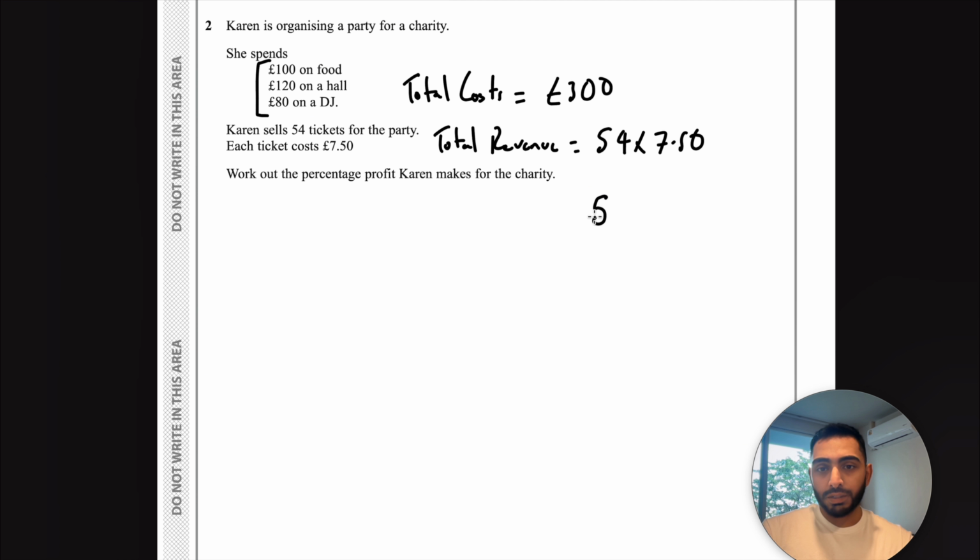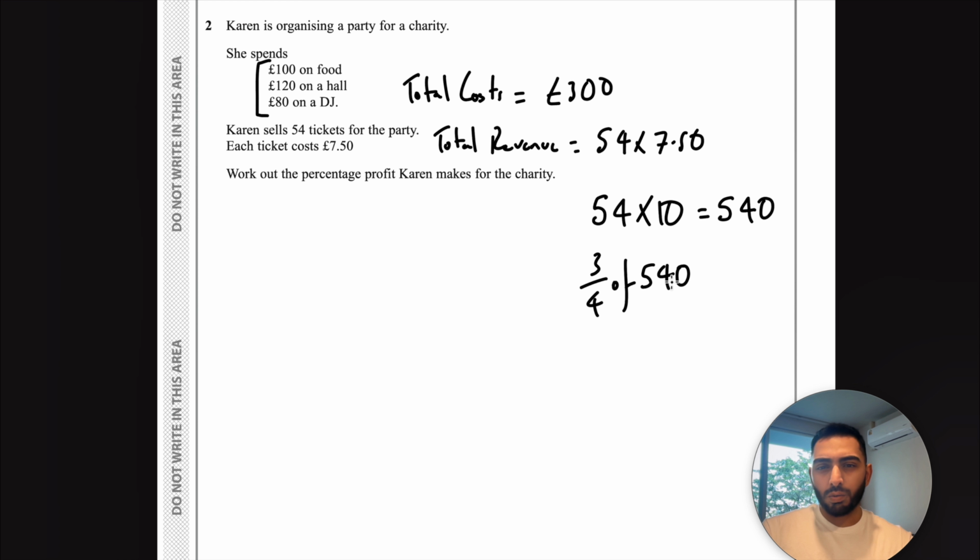I'm going to do 54 times by 10. And then I'm going to find 3 quarters of that. I think that'll be a little bit easier than doing 54 times 750. 54 times 10 is 540. I want to find 3 quarters of this. So 3 quarters of 540.